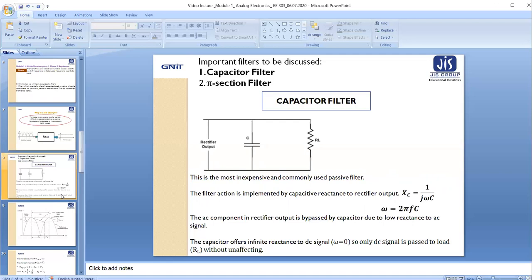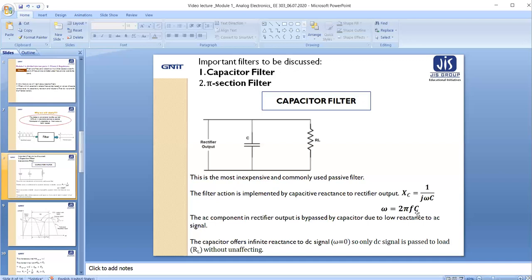We all know that the capacitor has a reactance Xc equals 1 by j omega c, where omega is the incoming signal frequency, c is the capacitance, and j denotes the phase of this reactance. Now, if we take the modulus value, it is Xc equals 1 by omega c, where the angular frequency omega equals 2 pi f. This f is basically the AC signal frequency.